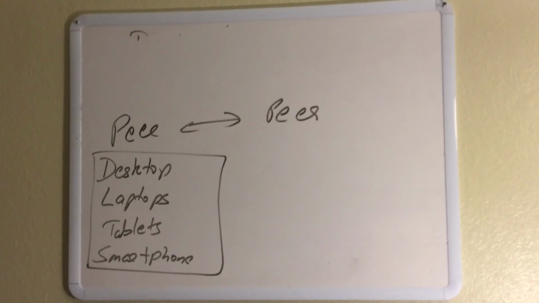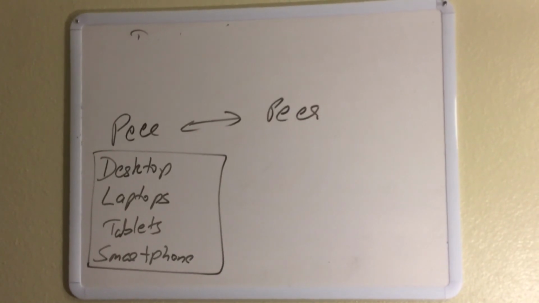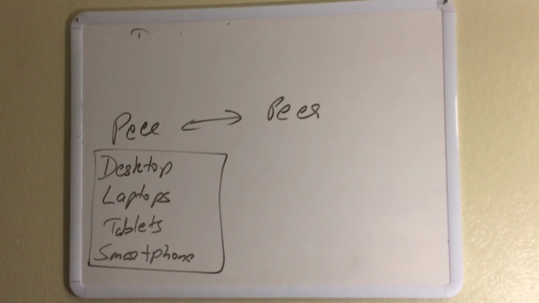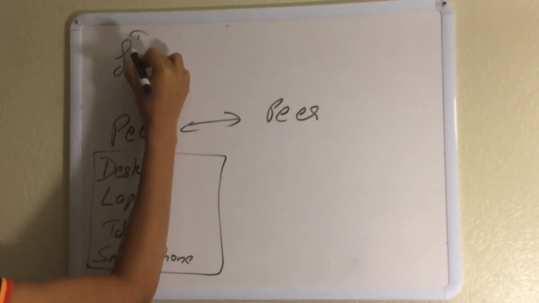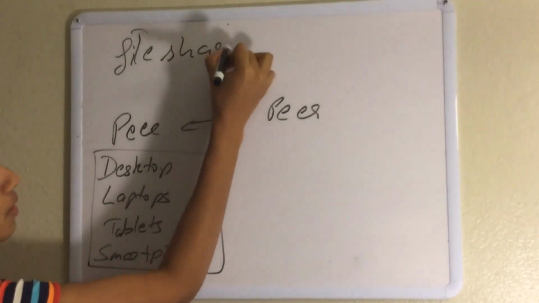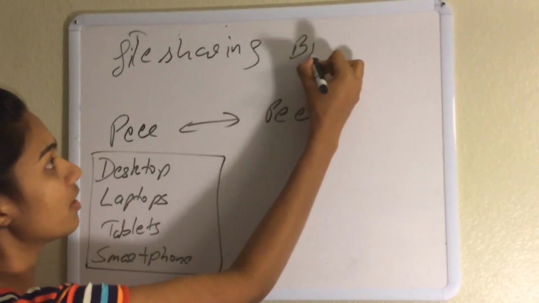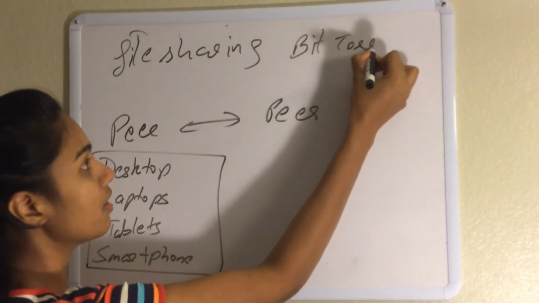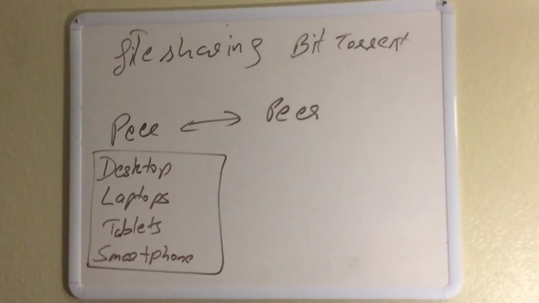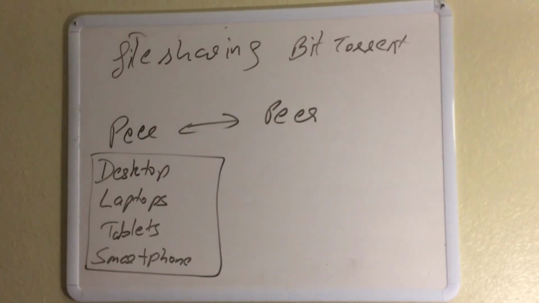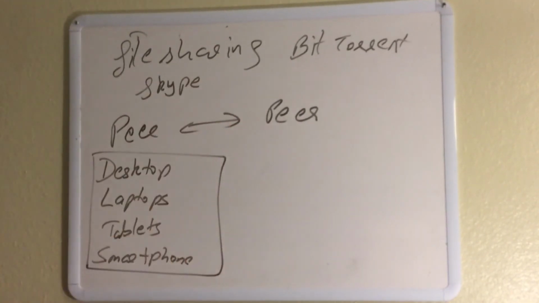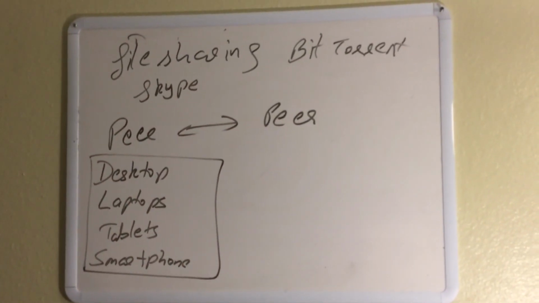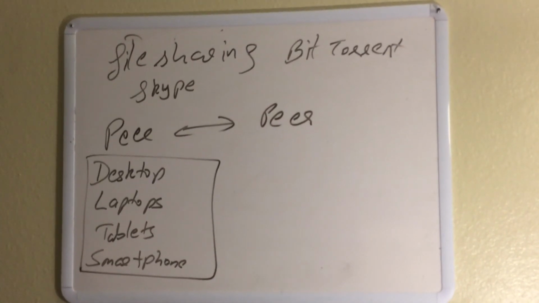This peer-to-peer architecture is suitable for traffic-intensive applications, for example file sharing systems like BitTorrent. Another example would be internet telephony like Skype. One more example is IPTV, such as Kankan and PPStream.